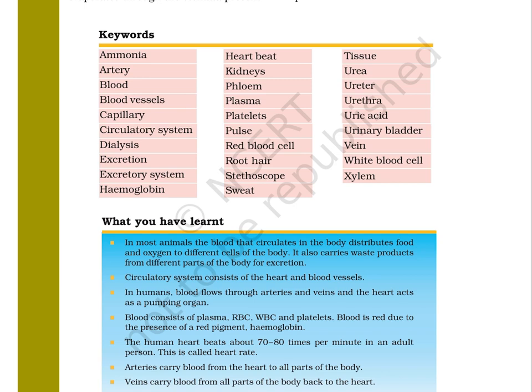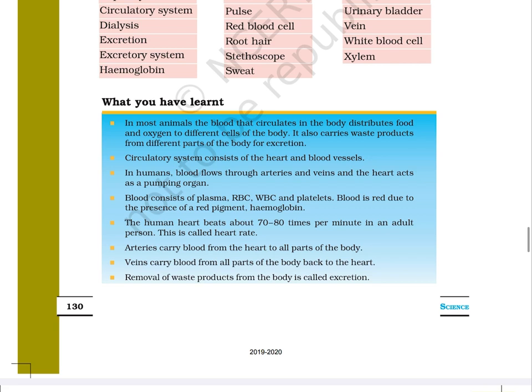What you have learned. 1. In most animals, the blood that circulates in the body distributes food and oxygen to different cells of the body. It also carries waste products from different parts of the body for excretion. 2. Circulatory system consists of the heart and blood vessels.